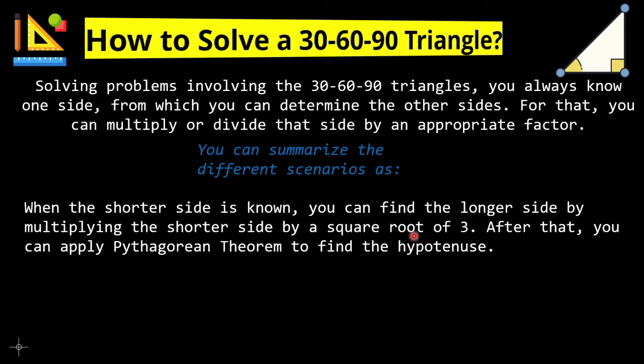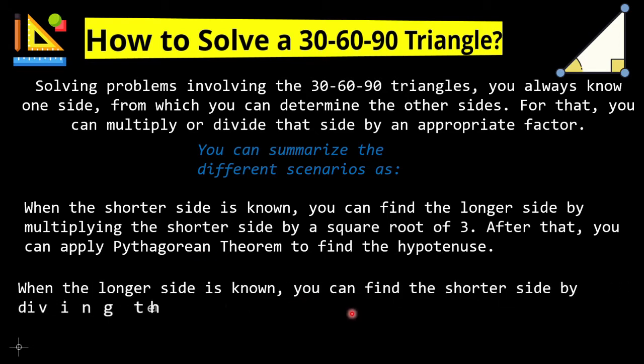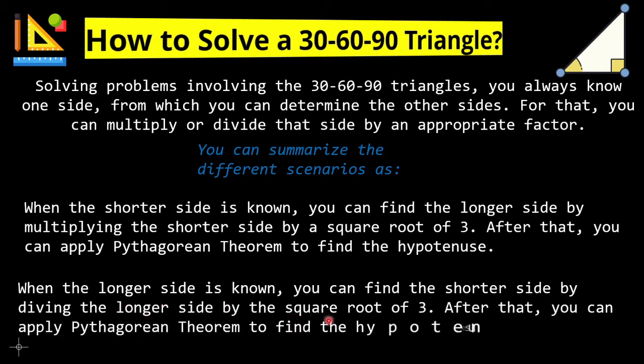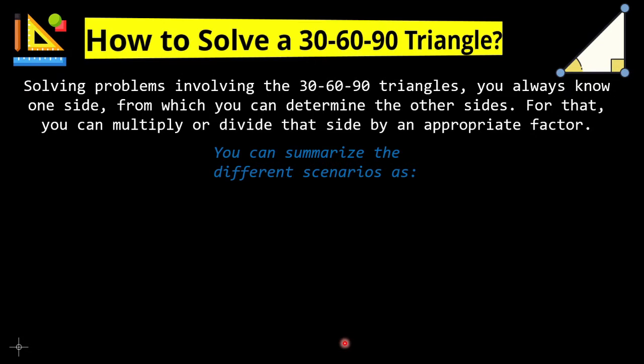Yun. Paghahanapin natin yung longer side o yung mas mataas dun sa shorter side. And i-explain natin yan dun sa mga example natin gagawin mamaya. Next, when the longer side is known, you can find the shorter side by dividing the longer side by the square root of 3. After that, you can apply Pythagorean theorem to find the hypotenuse. Okay, tama. So again, example tayo mamaya at maunawaan natin yan.